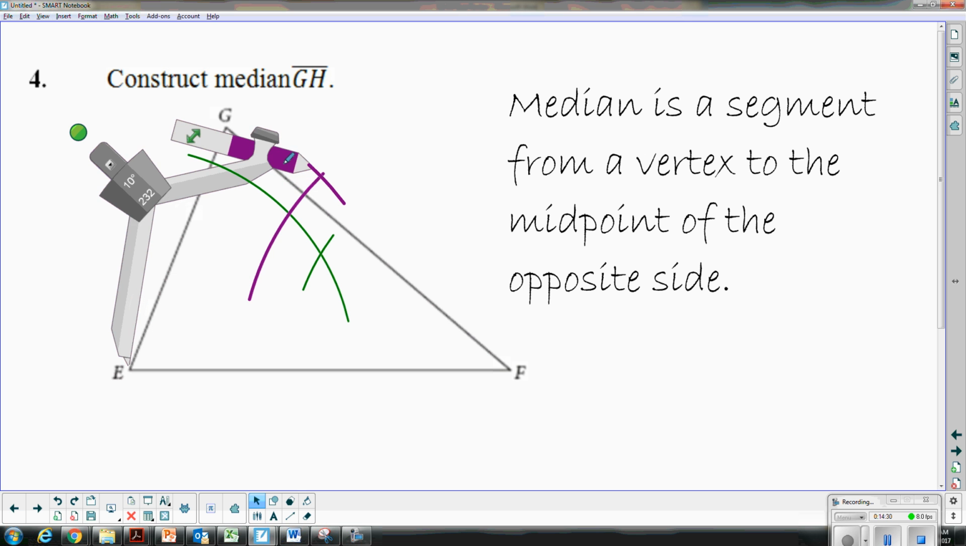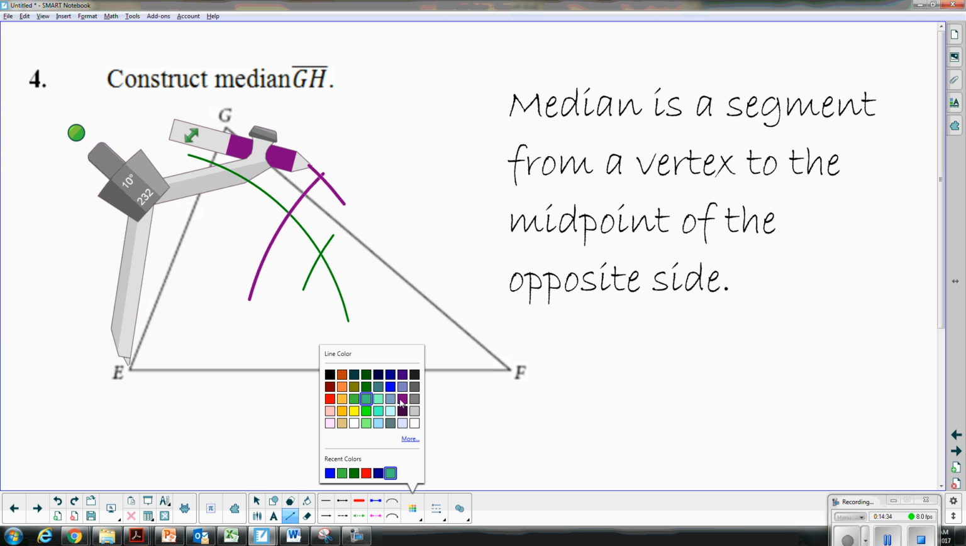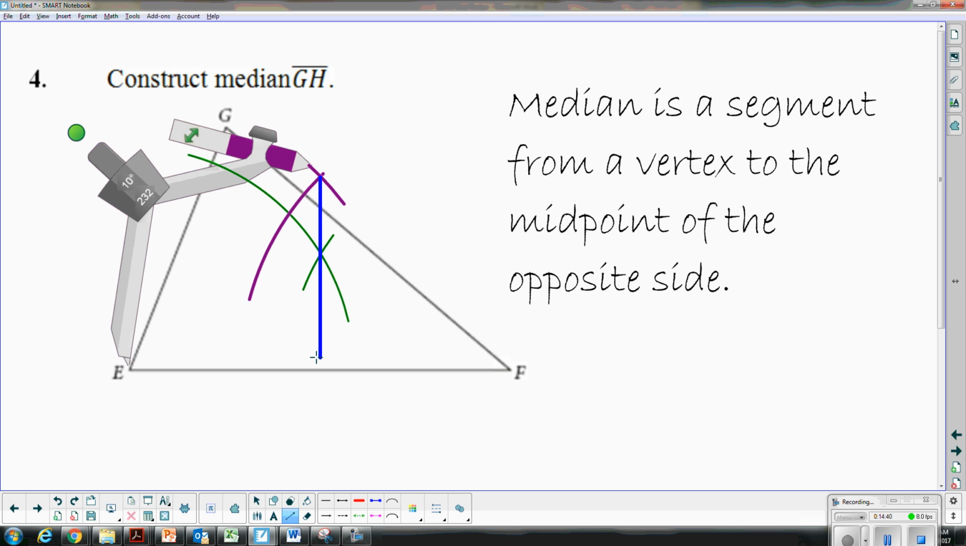All right, and there's my second point. So this is my perpendicular bisector that I just made. I'll do blue. Okay, and I'm going to label my midpoint M. So this is the midpoint of EF.